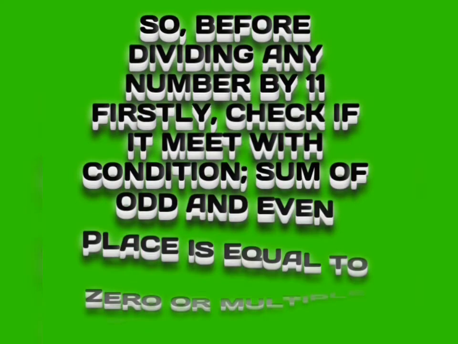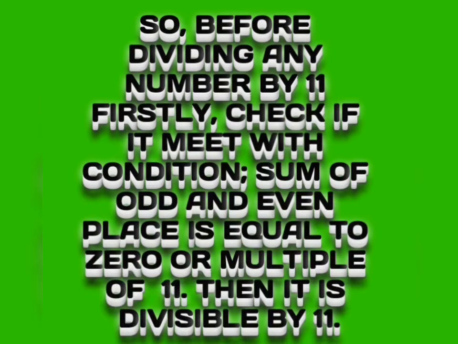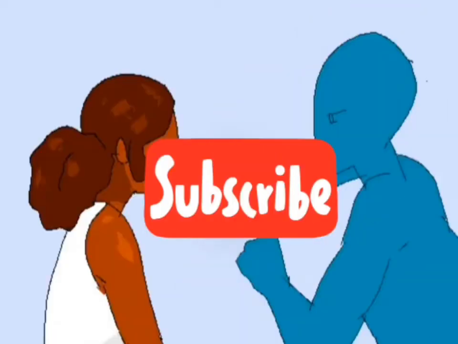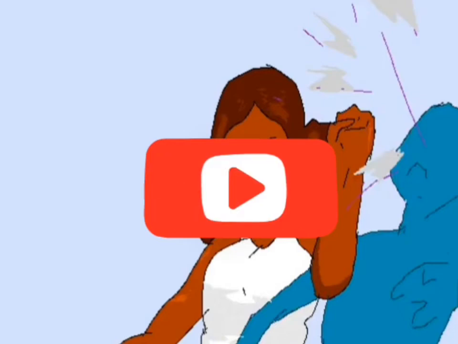They give us 6, 3, 4, 5, 2. Now, in summary, before dividing any number by 11, firstly, check if it meets the condition. Understand? That is, the sum of odd and even place values is equal to 0 or a multiple of what? 11. If it meets this condition, then the number is divisible by what? 11. If not, it's not divisible.